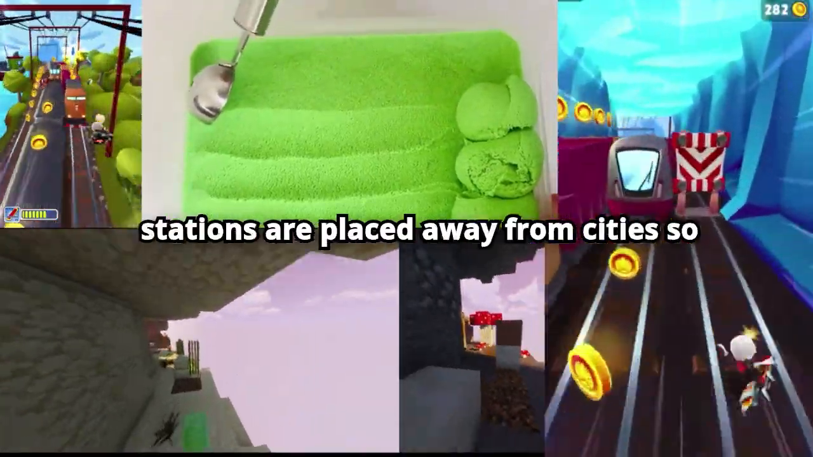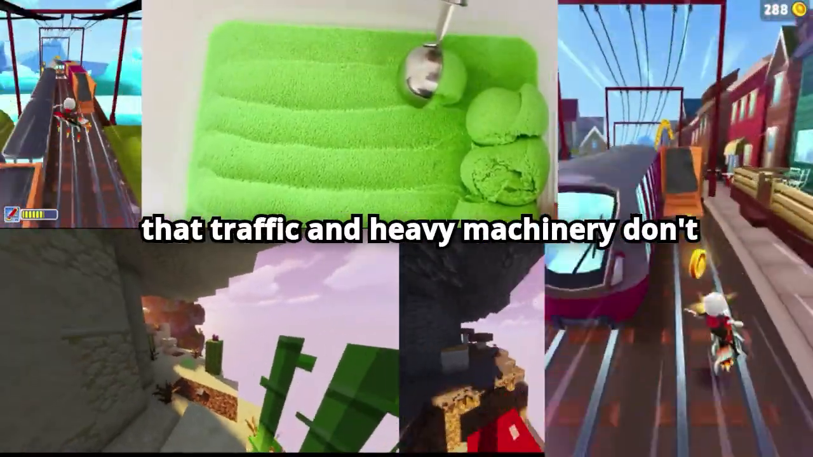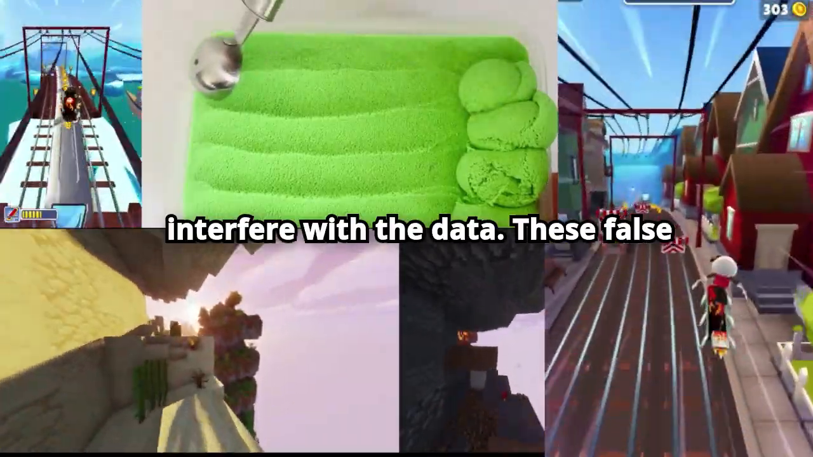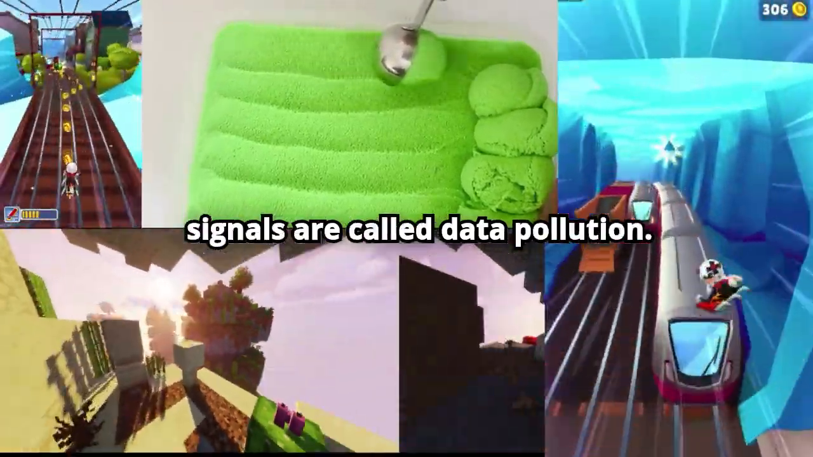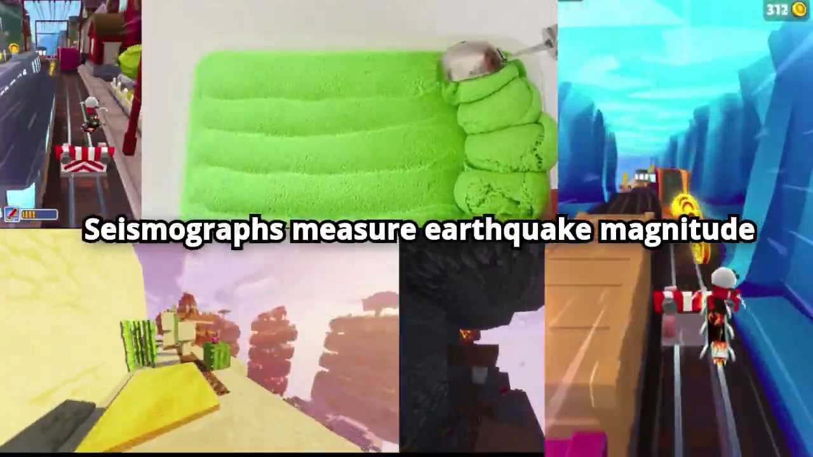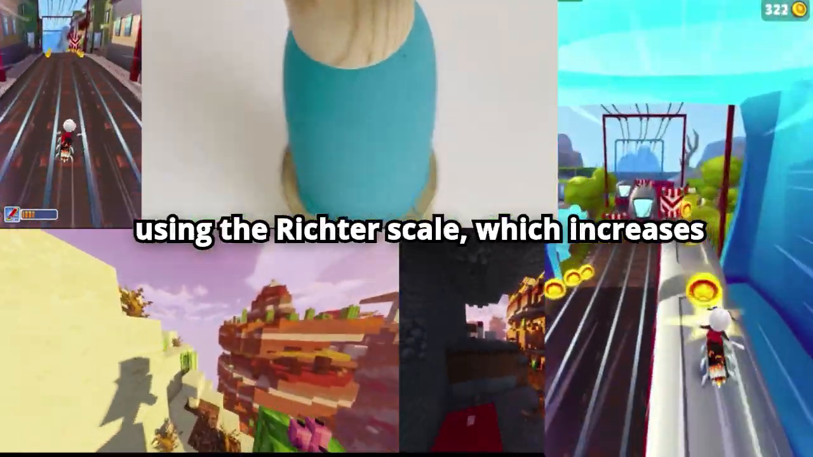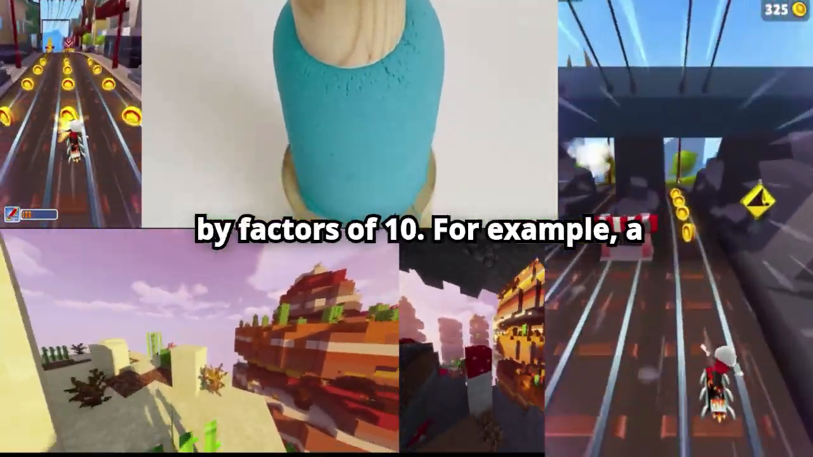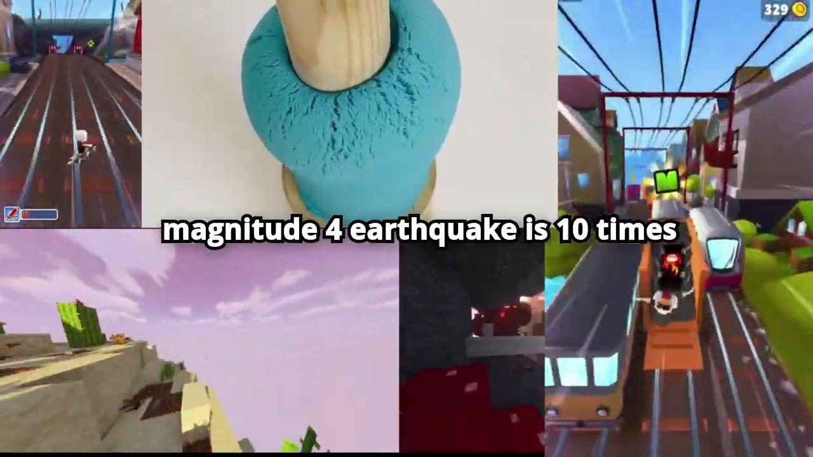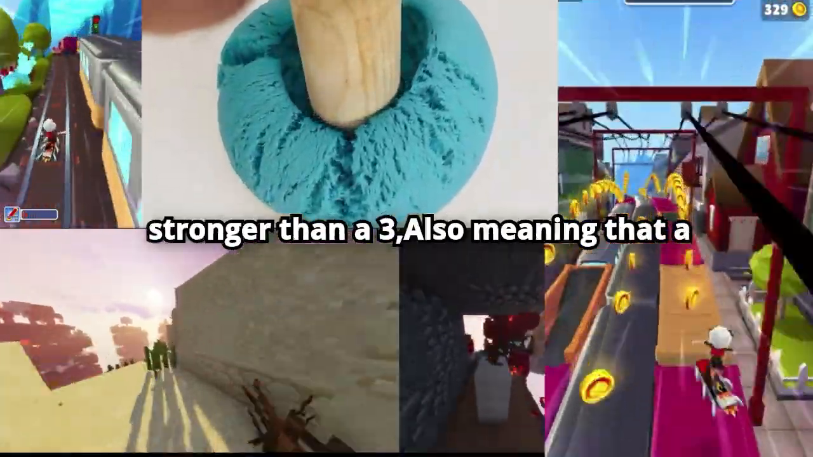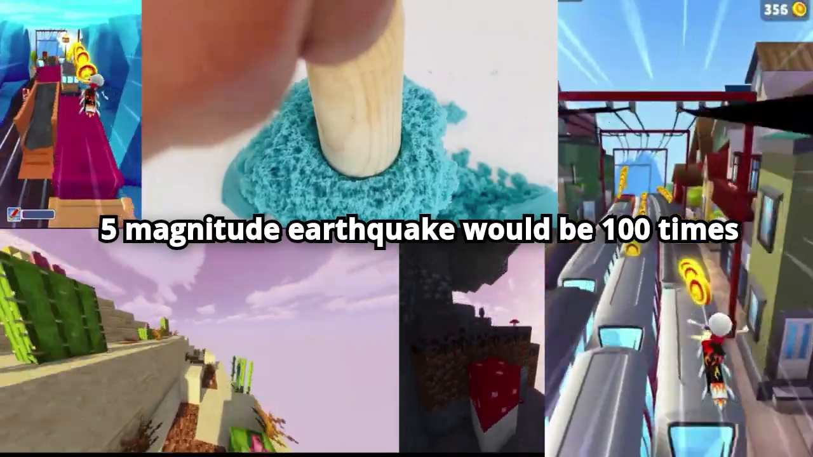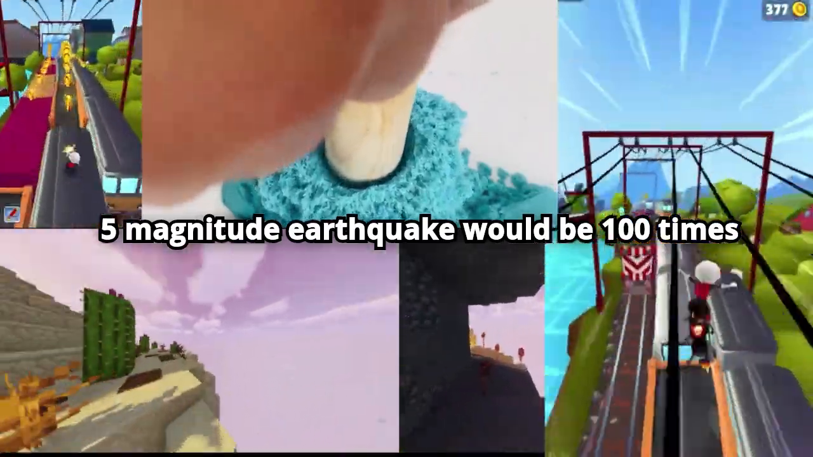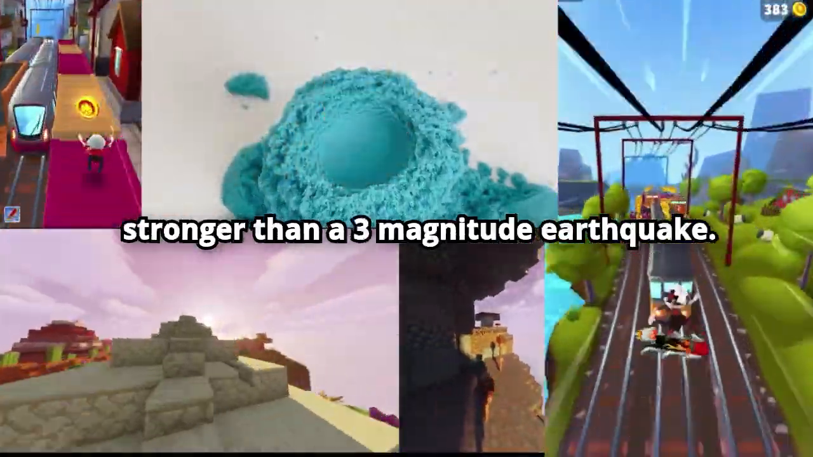Good seismograph stations are placed away from cities so that traffic and heavy machinery don't interfere with the data. These false signals are called data pollution. Seismographs measure earthquake magnitude using the Richter scale, which increases by factors of 10. For example, a magnitude 4 earthquake is 10 times stronger than a 3, also meaning that a magnitude 5 earthquake would be 100 times stronger than a magnitude 3 earthquake.